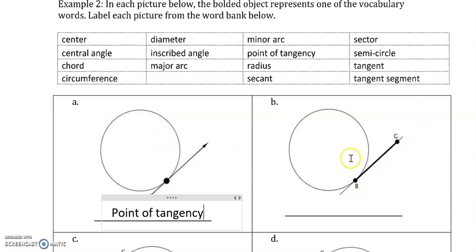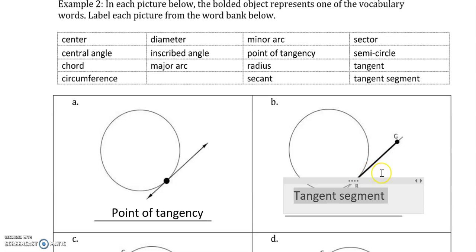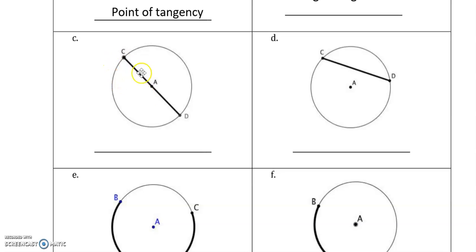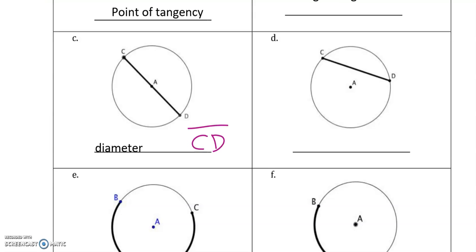And then here, they actually are talking about what we call a tangent segment. A tangent segment is tangent at one point, but it's a segment instead of a line. Now here I see that it has endpoints, so I know I have a chord, but I see that it touches at the center. So I know that that is a diameter. And because it's a segment, we could label that CD with just a line segment over it.